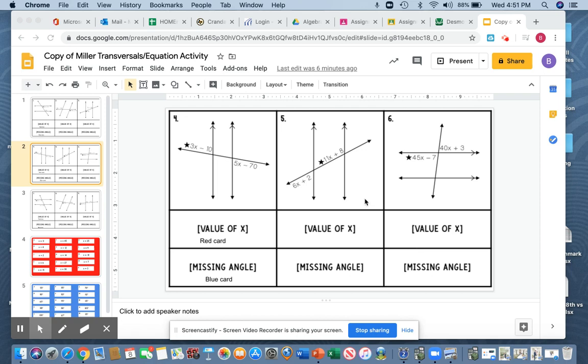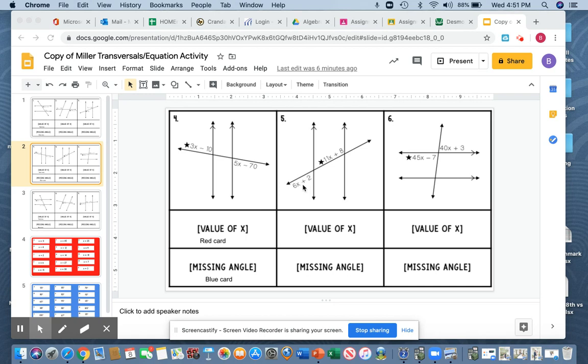Okay, so on number 5, if you look, 6x plus 2 is talking about this angle right here, and then 11x plus 8. It looks like it's pointing to this angle here. However, it is actually this angle here. So I think that might be where the confusion is if you thought it was this angle here.